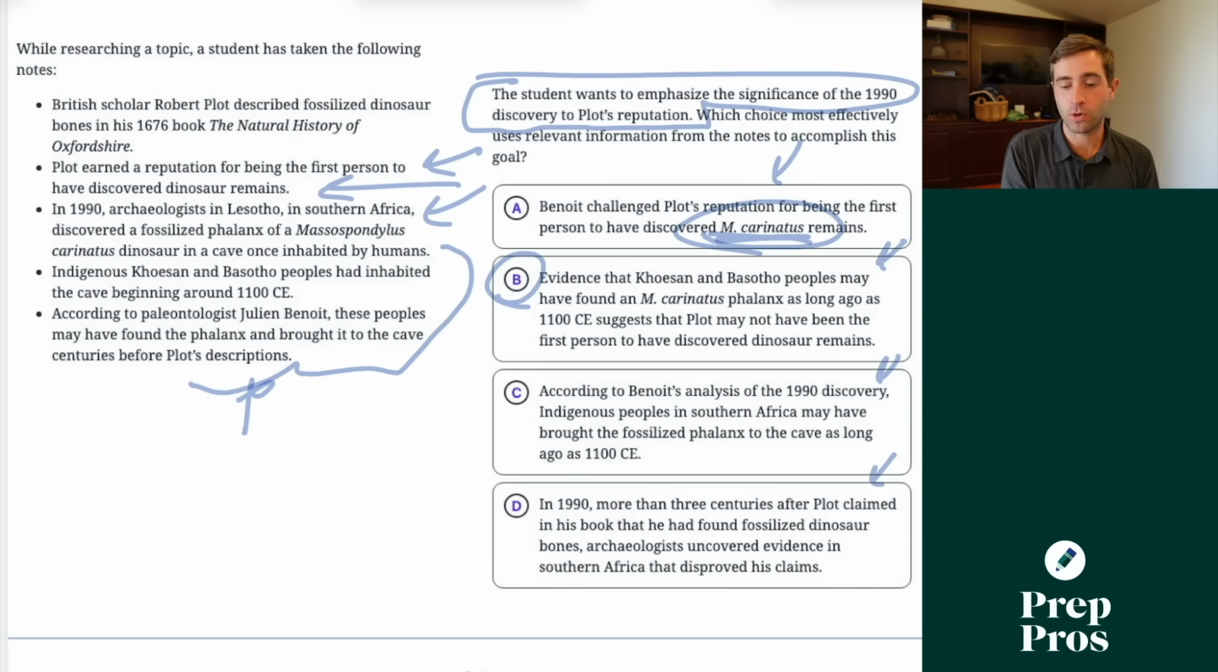As we go down to C, according to Benoit's analysis of the 1990 discovery, indigenous peoples in southern Africa may have brought a fossilized phalanx to the cave as long ago as 1100 CE. Well, this is totally accurate, but it isn't hitting how it's affecting Plot's reputation of being the first person to have discovered it. D, in 1990, more than 3 centuries after Plot claimed in his books that he had found fossilized dinosaur bones, archaeologists uncovered evidence in southern Africa that disproved his claims. Well, this is not accurate, because it's not that it disproved that he found them, it's that it shows he was not the first person to have discovered them. But that's where you have to be very careful with these on your real SAT.